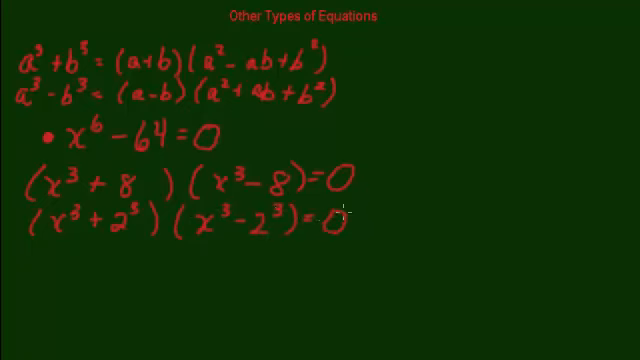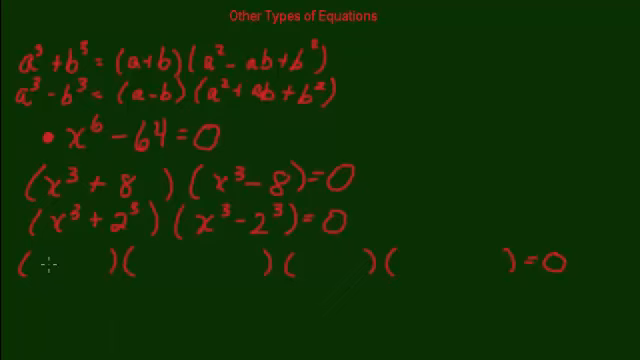And then I would use my formula. In this case, the sum of perfect cubes, A is x and B is 2. So I just use my formula. I plug in the x wherever I see an A, and I plug in a 2 wherever I see the B. So this will bust apart, and then this one will bust apart. And they're going to be quite messy.